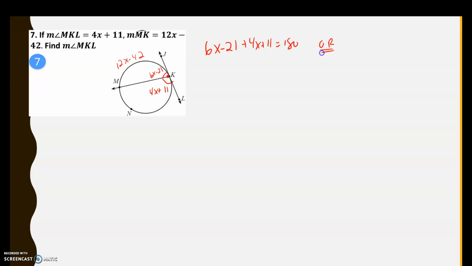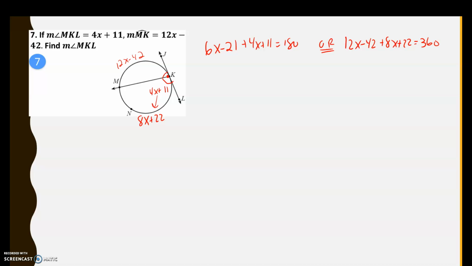Or what I could have done instead of halving this to give me this angle, I could have doubled this to give me the measure of this arc right here. So the measure of this arc is, taking this and multiplying by 2, I'm going to get 8x plus 22. And now I have the distance all the way around my circle, so then I could do 12x minus 42 plus 8x plus 22, and that equals my entire circle, which is 360.